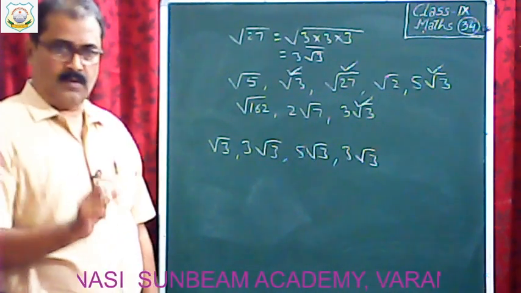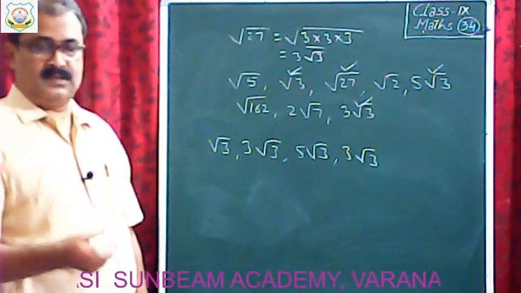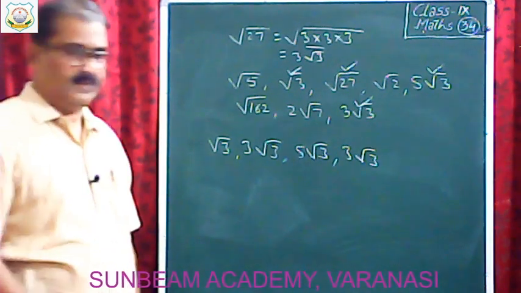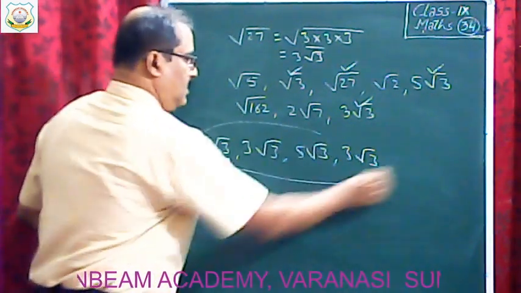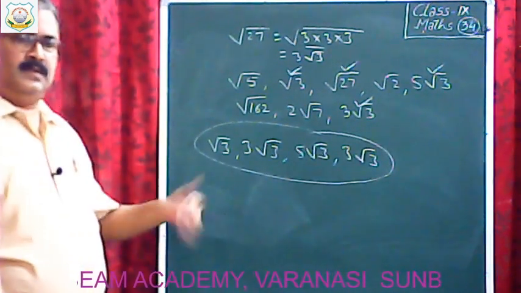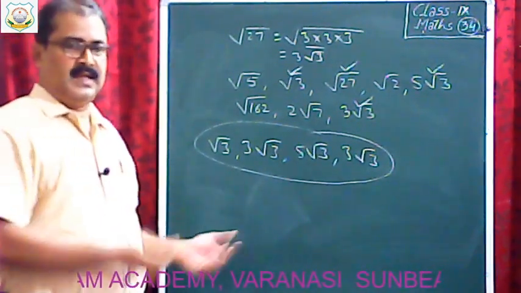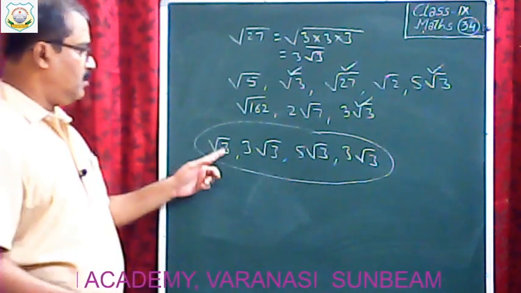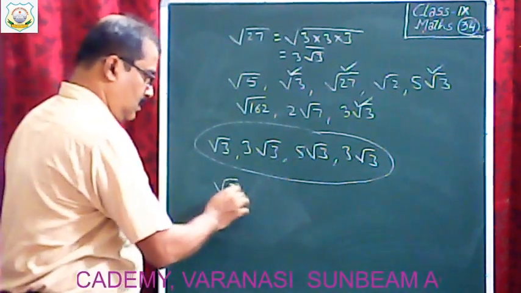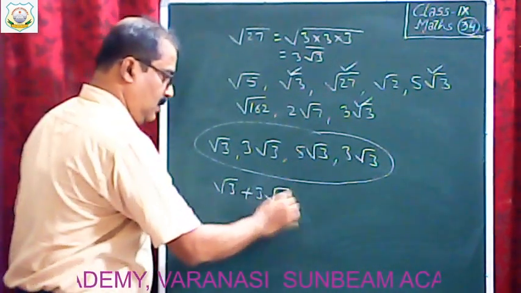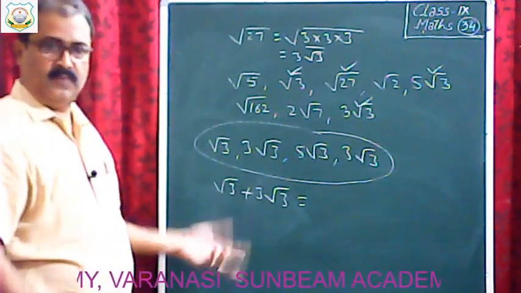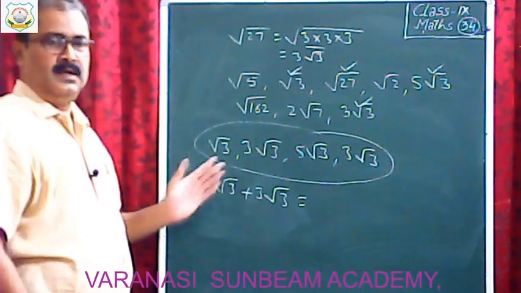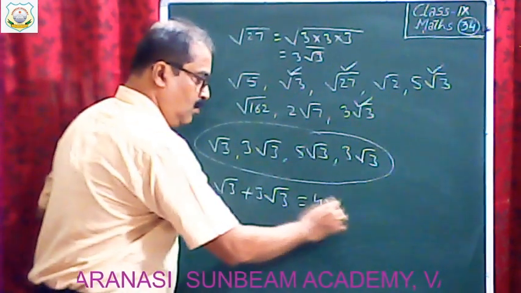Square root means order is 2. Cube root, order is 3. 7th root, order is 7. So in this way you have to check the like numbers and then you can add or subtract these like numbers. Suppose square root 3 plus 3 square root 3. We get x plus 3x, 4x. Similarly, square root 3 plus 3 square root 3 is equal to 4 square root 3.